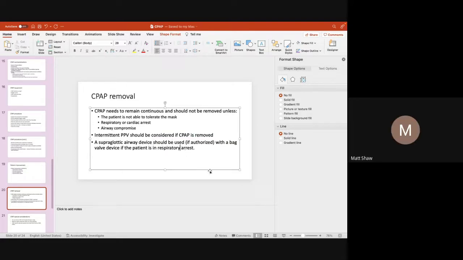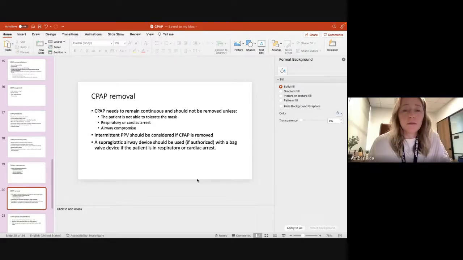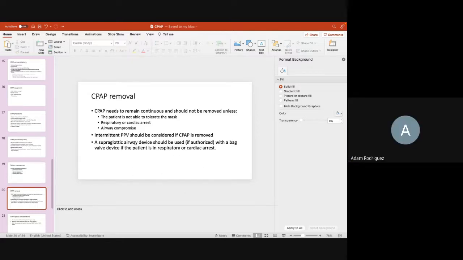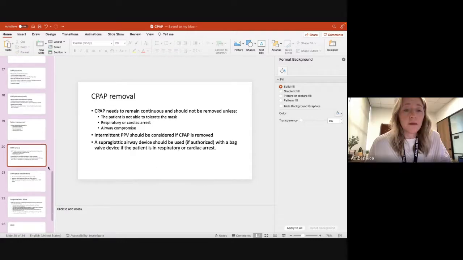Hopefully no one's using a Combitube anymore. Oh my goodness, please. Isn't that funny? I know. I haven't seen one in many years. They still exist prevalently in testing and on the registry and that type of thing. It's interesting. Yeah.